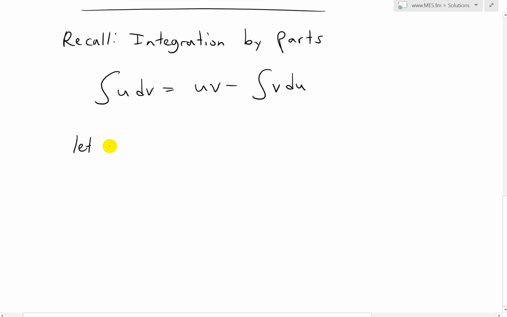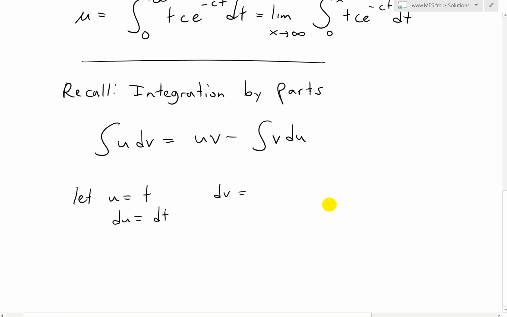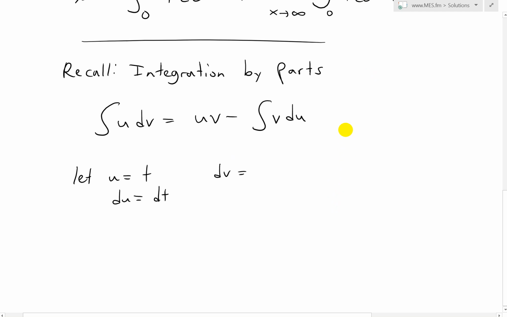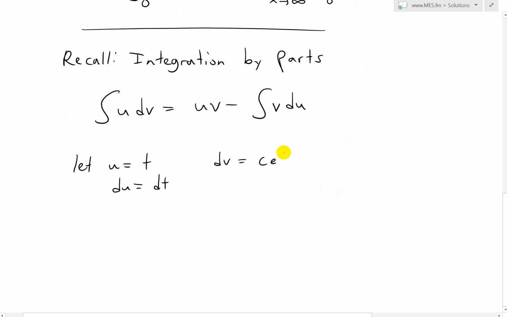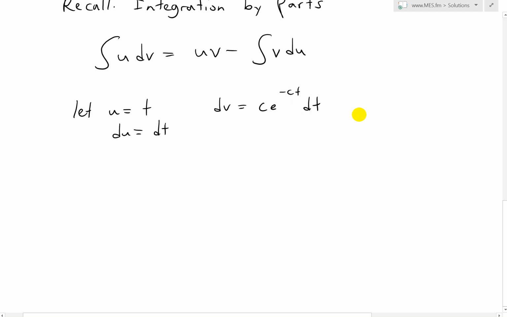So we let u equal t, so that du is just 1, written as a differential, dt. Then dv is the rest of this expression, c e to the negative ct dt. The reason we choose this is that you can take the integral pretty easily. When you take the integral of e to the negative ct, the integral of an exponential function is itself, but then we have to divide by the negative c constant, because when you take the derivative you're using the chain rule, and that cancels out.